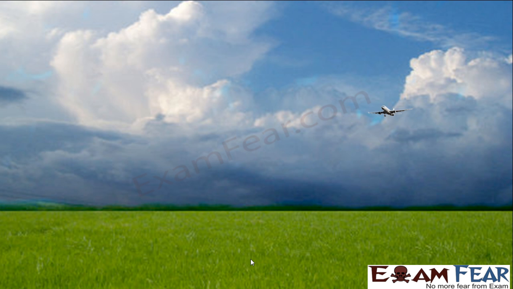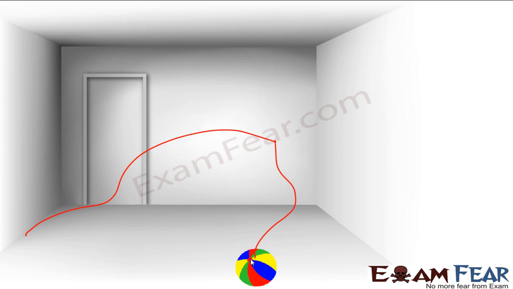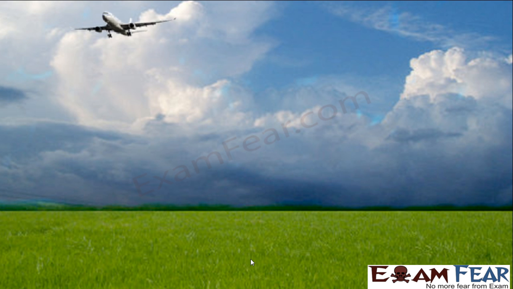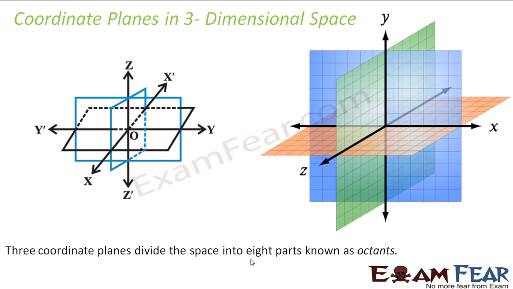If you see the aeroplane, it is also three-dimensional because it has x, y, and z coordinates. In case of the ball also, it had x, y, and z coordinates. Similarly, in case of the aeroplane also, it had x, y, and z coordinates. So when you talk about 3D, 3D has x, y, and z coordinates. So in this chapter, we will study more about three-dimensional geometry.